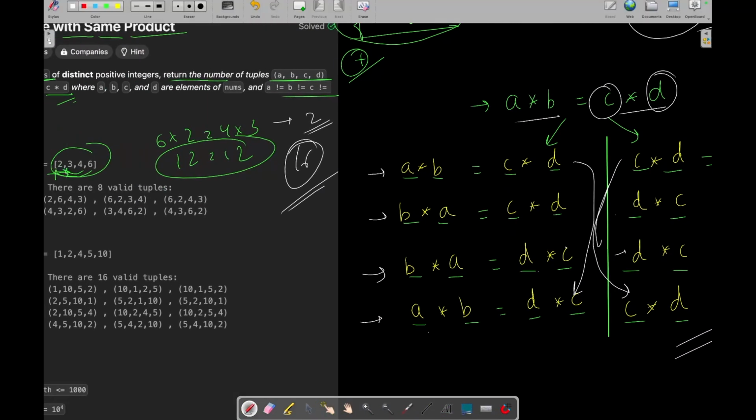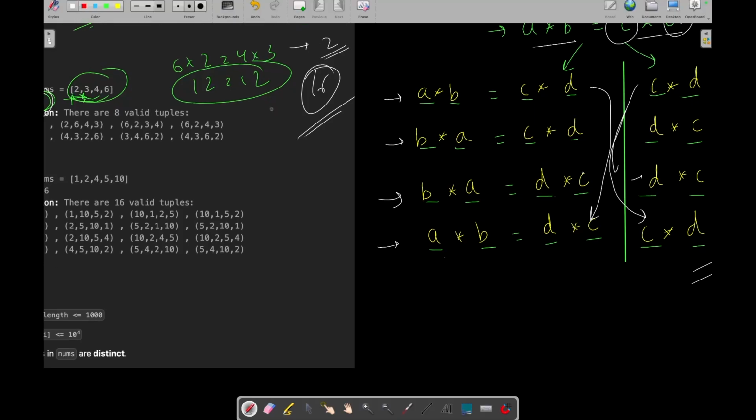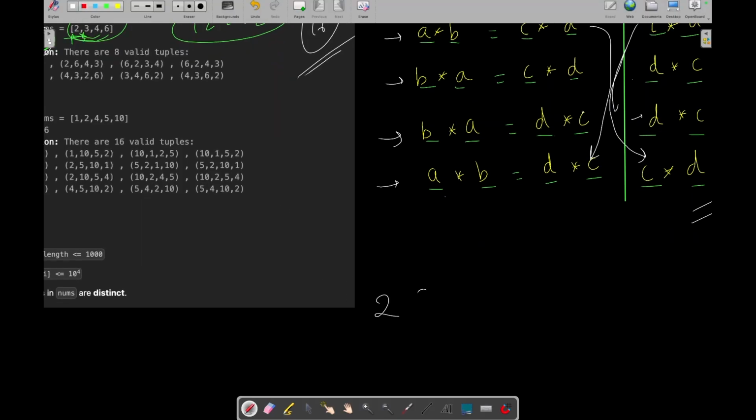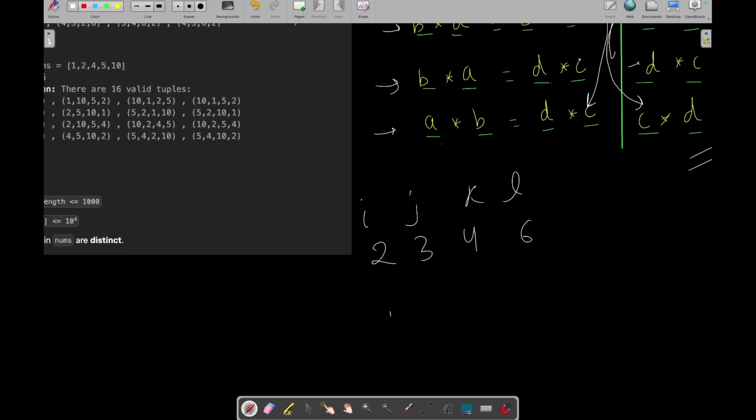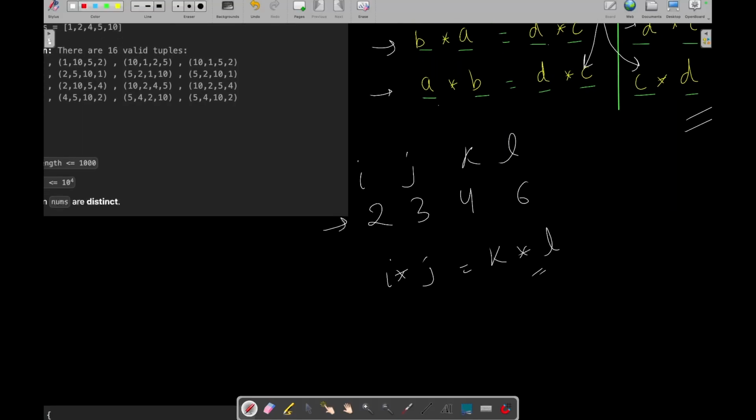Okay, one thing to keep in mind here is that you can see it is 2, 3, 4 and 6, and if you keep i, j, k and l, and try to equate the product of i into j equals k into l, then it will never work because it is sorted in ascending order. Okay, but we can be given an array that can be sorted or not sorted. It is not given in the question, but for now this array is given in sorted order.